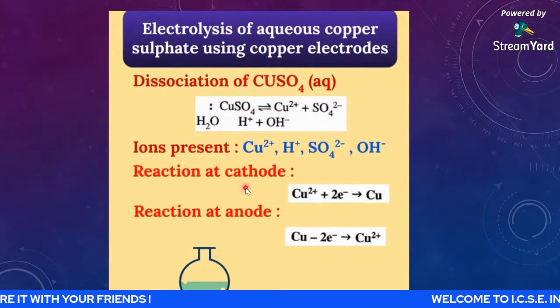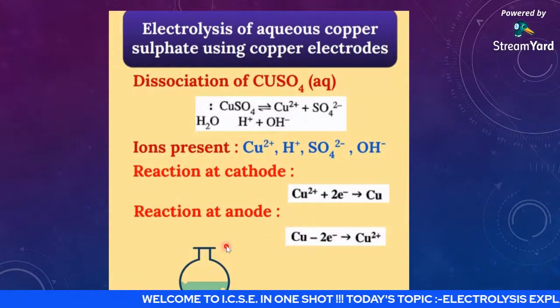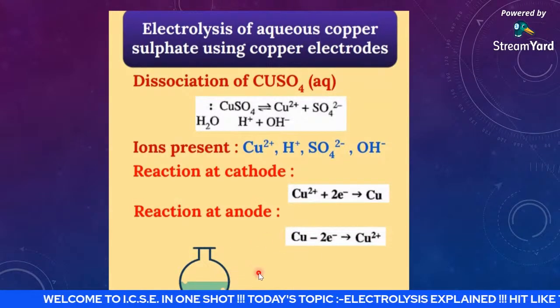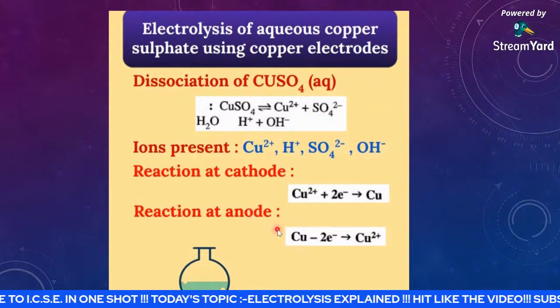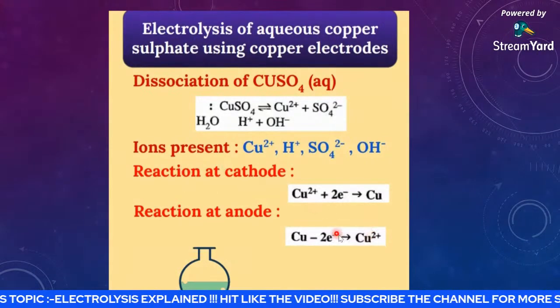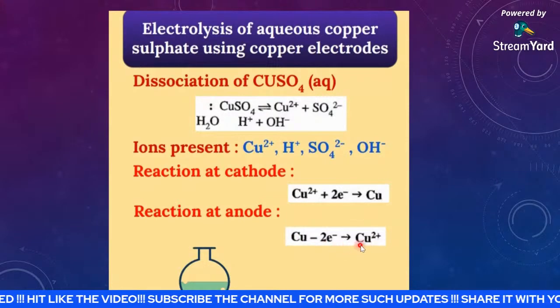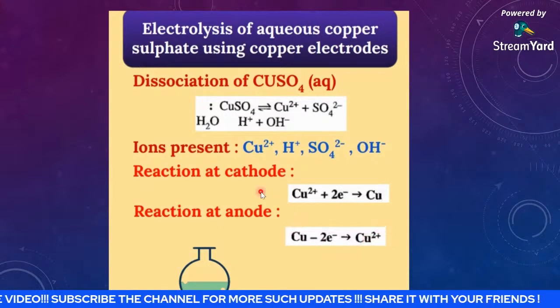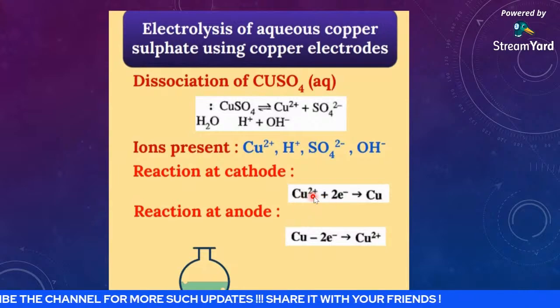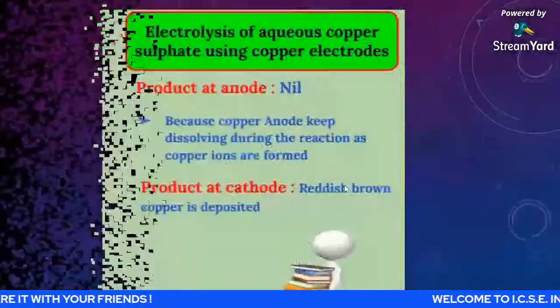Here, since the anode is an active electrode, copper, no OH- would be discharged and oxygen would not be liberated. Instead, copper from the anode itself would break down to give Cu2+ ions, and copper ions would gain electrons and deposit at cathode. This is a very important concept of electroplating.